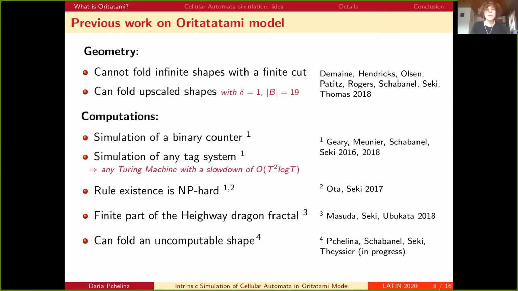The other goal is to build smart objects to make computations. So with Oritatami, we can simulate a binary counter, and moreover, we can simulate any tag system, which makes this model Turing complete. Besides that, we know that rule existence is NP-hard. As a result, like the Sierpinski triangles for DNA, we can build a finite part of the Heighway dragon fractal with Oritatami. And now the work in progress is to create a system building an uncomputable shape. So right now, we will talk about our simulation of a cellular automaton.